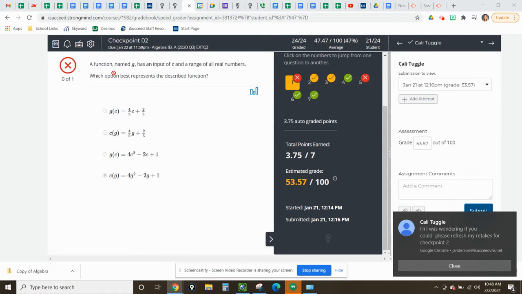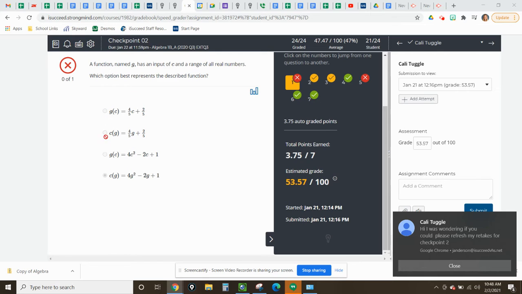So this first one, a function. First of all, that's your first clue right there: a function. Remember, that means each input has exactly one output. That's what it means to be a function. A function named g has an input of c and a range of all real numbers. Range means the numbers that come out of the function, the output, all real numbers, which is the best option here.